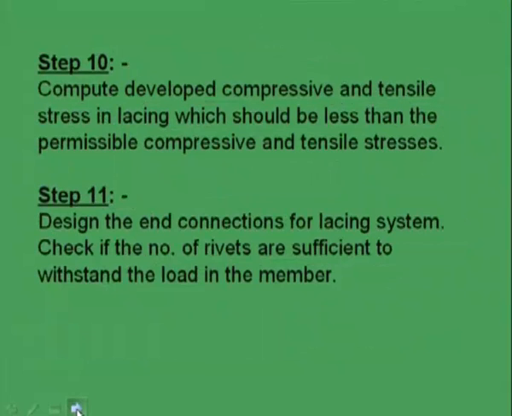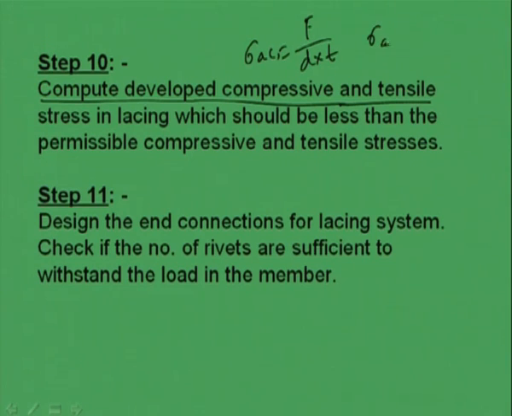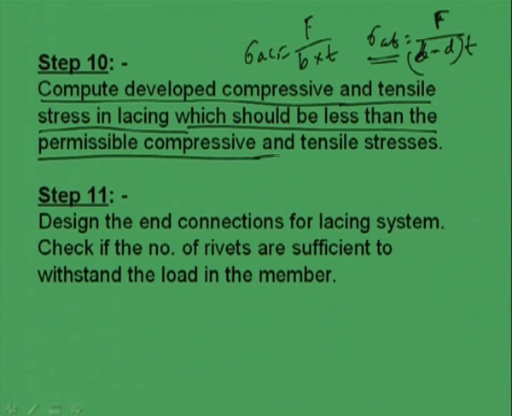Next, we will compute the developed compressive and tensile stress, which we know how to calculate. One is F by D into T, if it is a flat bar, this is sigma AC, and sigma AT will be F by B minus D into T, where B is the width of the lacing bar and T is the thickness of the lacing bar in case of a flat bar. From this we can find the compressive stress and tensile stress in lacing, which should be less than the permissible compressive and tensile stress.